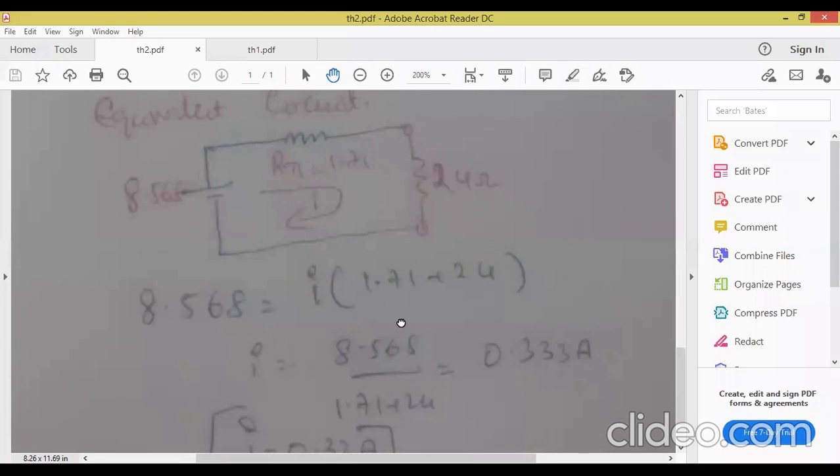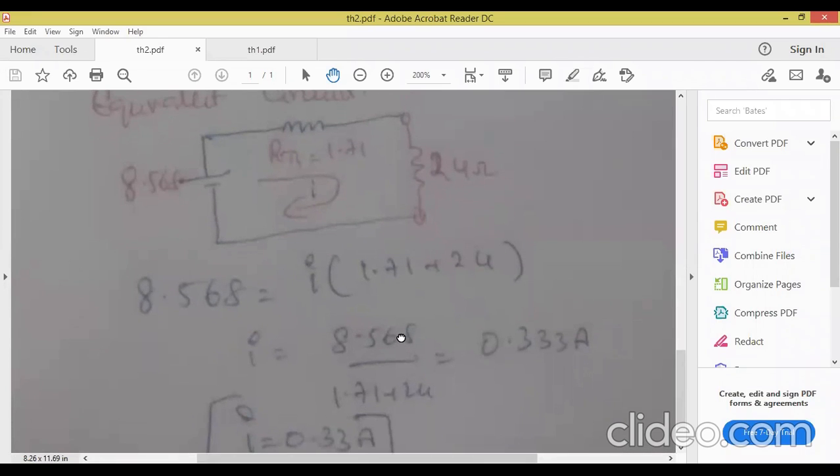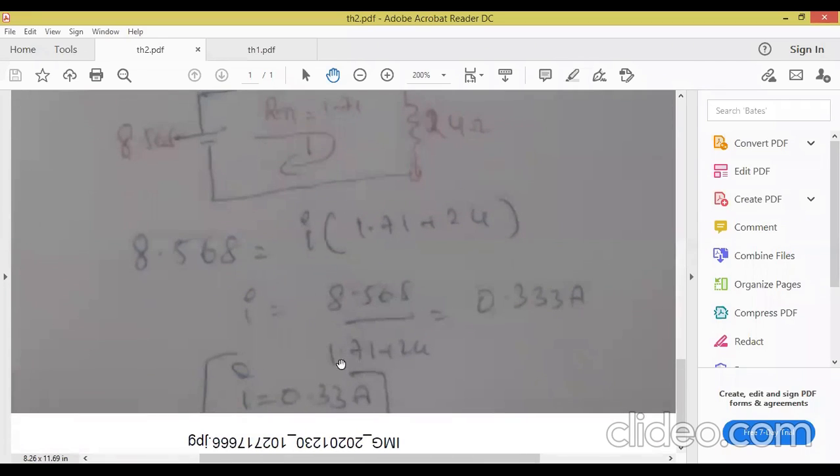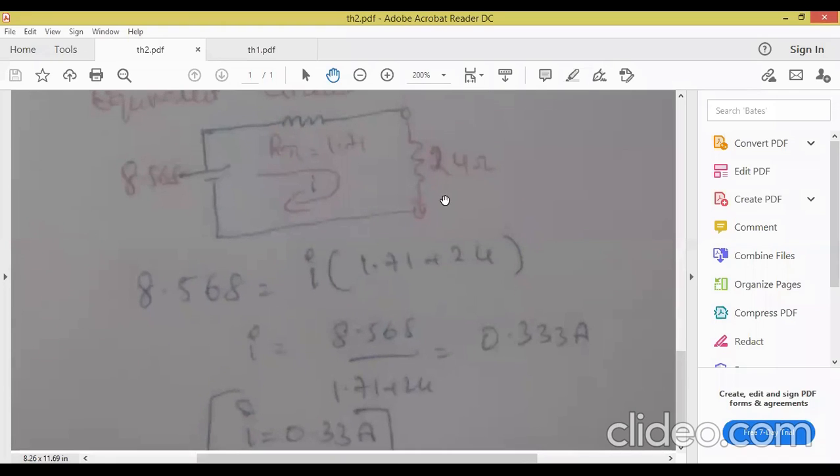Assume the loop current. In any theorem you must also use the mesh and nodal inside that one. Yesterday I mentioned. What is the current we got, all of you? I is equal to 0.33, the current flowing through the 24 ohm resistor.